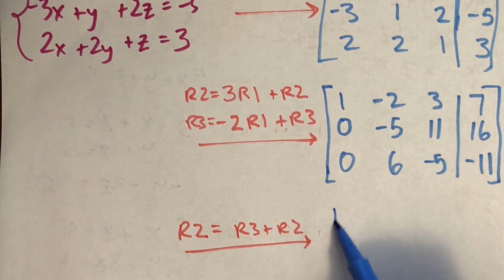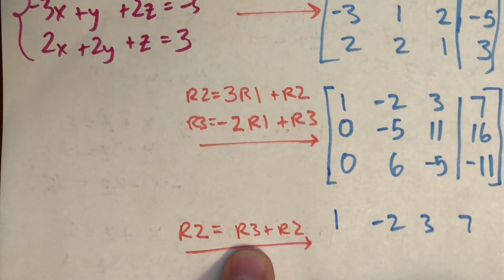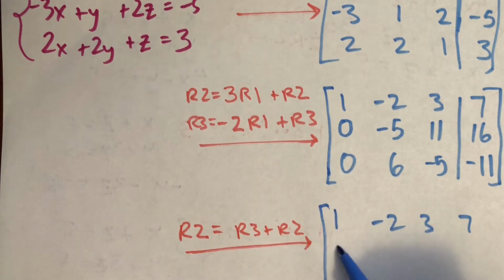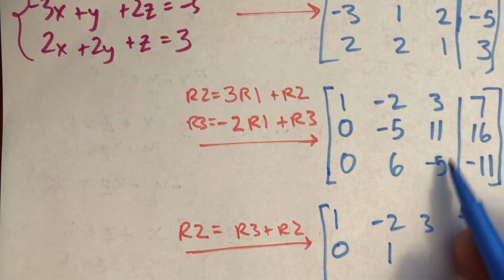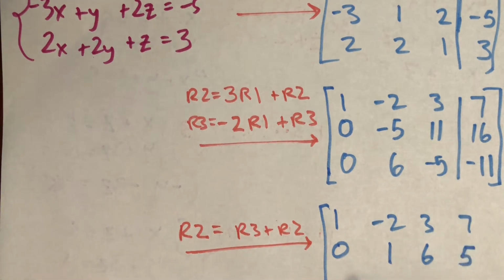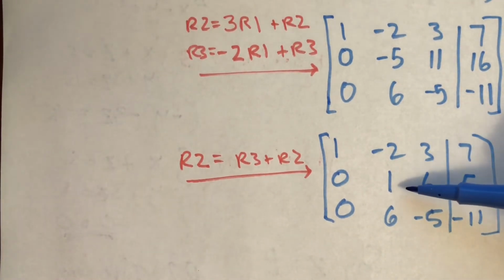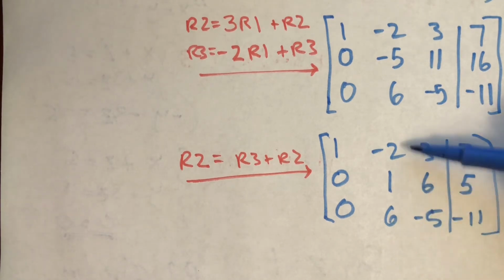So let's leave row 1 alone. We got 1, -2, 3, 7. And I'm just going to put, instead of row 2, row 3 plus row 2. So add 0 plus 0, that's 0. -5 plus 6, that's 1. 11 plus -5, that would be 6. And then add these together, we get a 5. Okay, and then we're going to leave that one be. So 0, 6, -5, -11. Better line. All right, cool. Now we have a 1 there, and that's good. We're in good shape, because now we can use this 1 to cancel out these guys, right?